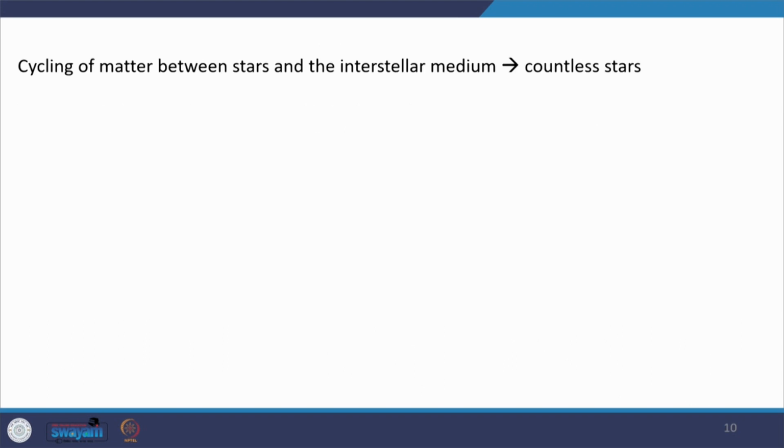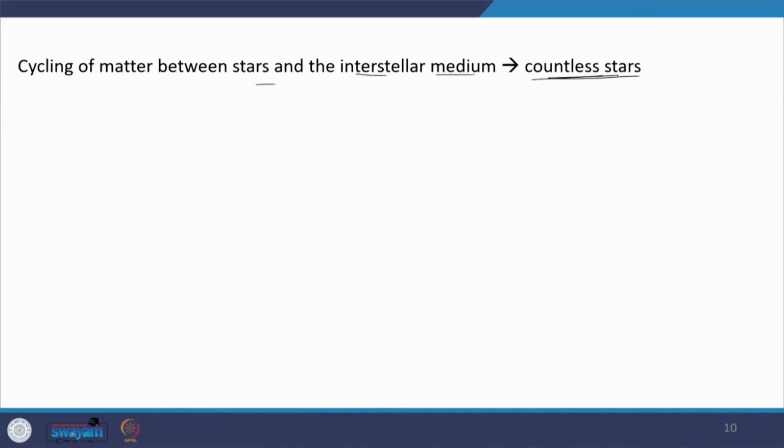Now, the cycling of matter between the stars and the interstellar medium. What do you mean by this cycling? As I said, when a star is formed, before it dies, it will explode and throw out gas and dust. This settles in between the stars as a cloud, and this cloud can become the source of a new star. So, this cycling between the stars and the interstellar medium leads to the production of countless stars.